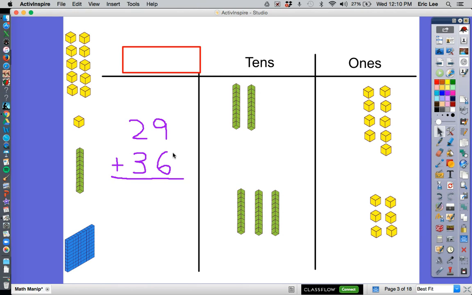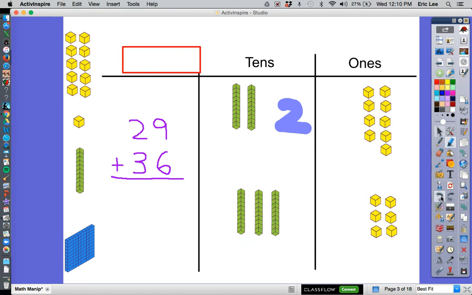So there's 29 plus 36 right there, and I've gone ahead and built it. Here's two tens and nine ones, so there's 29 right there. Here's 36, my three tens and my six ones. So it's 29 plus 36.